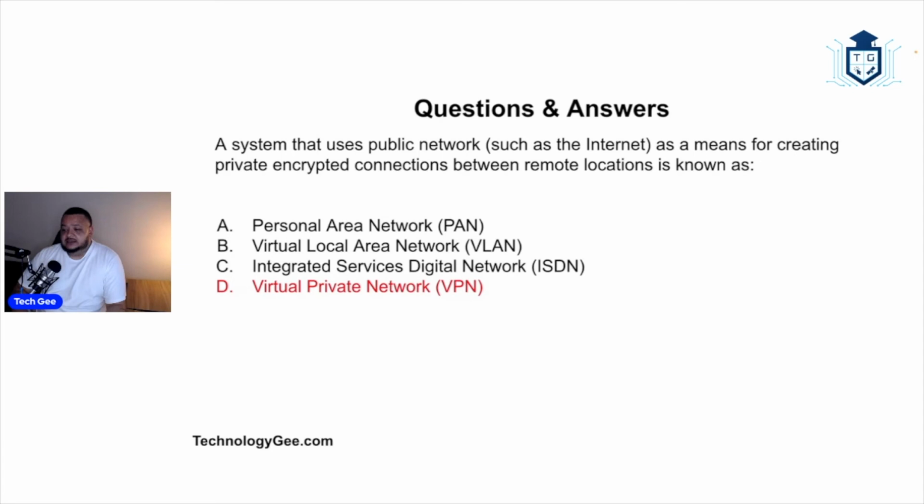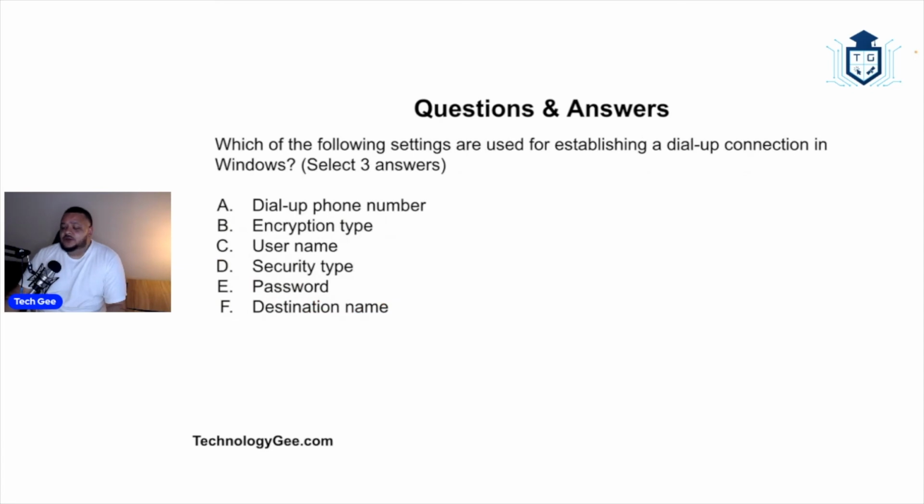That's all that means. Which of the following settings are used for establishing a dial-up connection in Windows? A dial-up phone number, encryption type, username, security type, password, or destination name? So you want to set up some type of dial-up connection. You can use a dial-up phone number, which should be the most obvious answer because we're talking about dial-up internet, a username, and a password. That's all you would necessarily need in order to set up a dial-up connection in Windows.